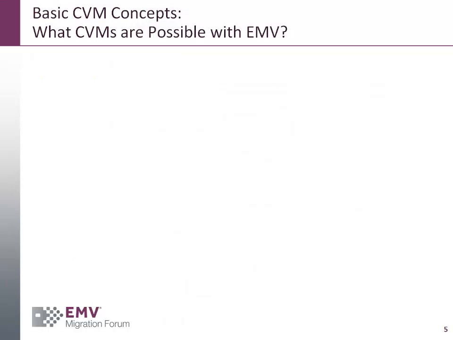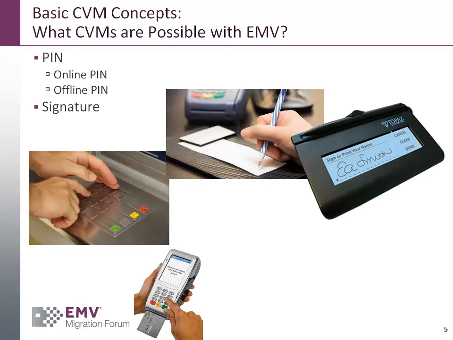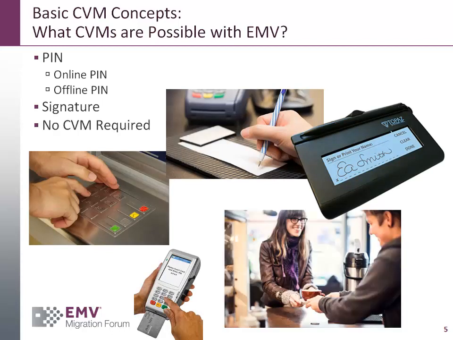There are three categories of CVMs: PIN, signature, and No CVM required. The PIN can be either online PIN or offline PIN. These are not the only CVMs that are available, but these are the most common ones. Let's look at each of these CVMs in more detail.